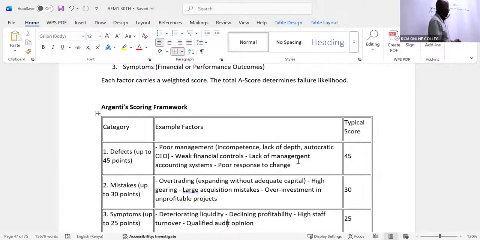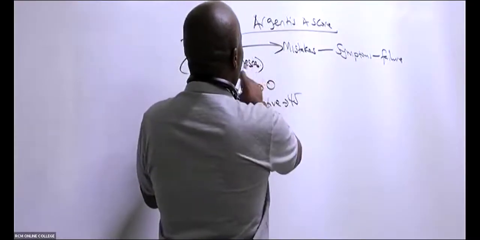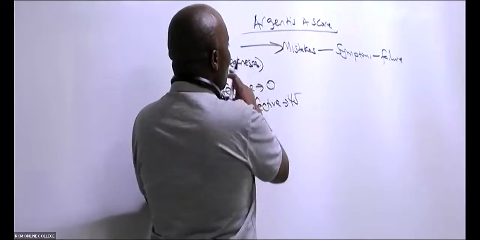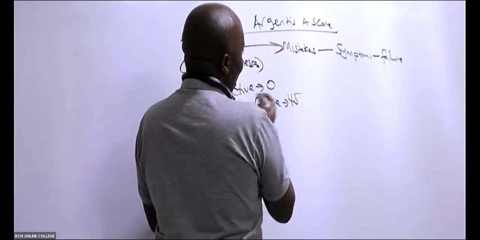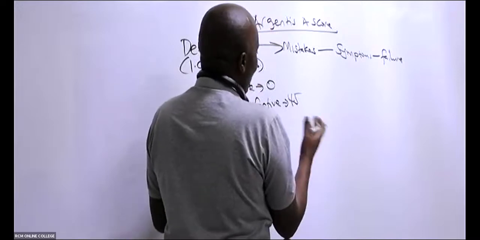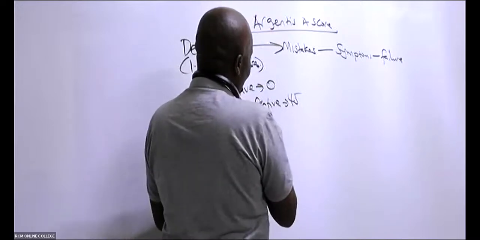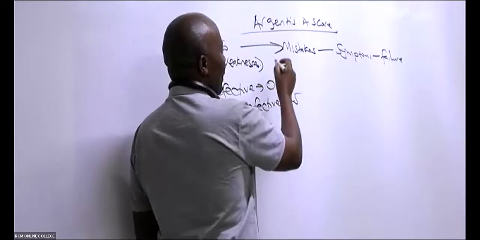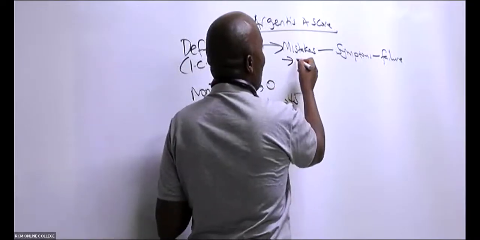Mistakes, ladies and gentlemen, please listen here. What are we looking at? Once the internal control systems are so weak, once we have a lot of management weaknesses, then they don't know what to do. Once they start realizing that things are not going on very well, they will start getting into mistakes. Mistakes like which one? Over borrowing.